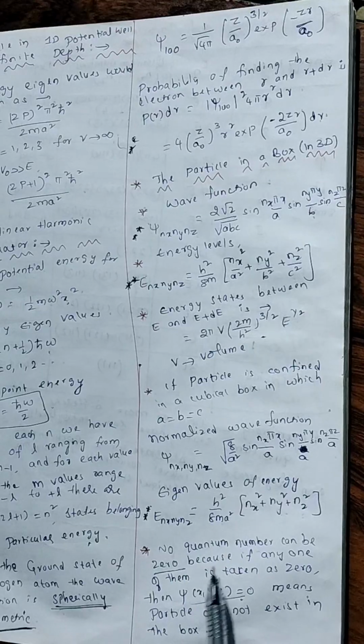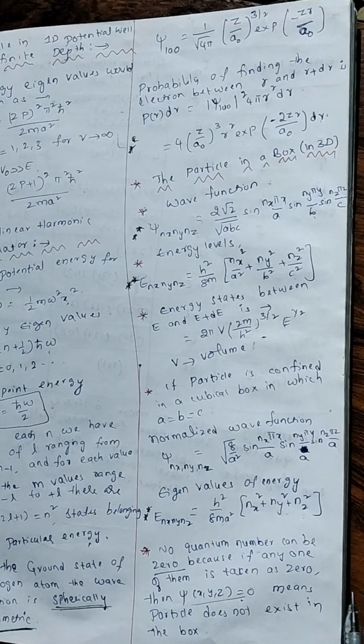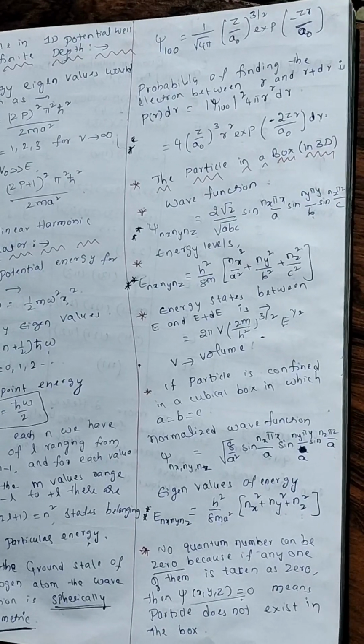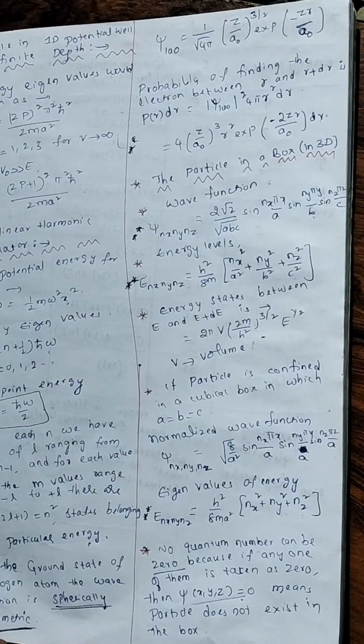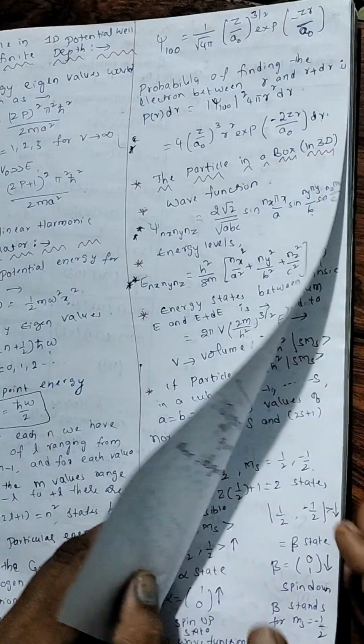Already I said, there will be no zero quantum number. Quantum number starts from 1. If 0 is there, then what happens? The wave function will be 0. Wave function is 0 means the particle does not exist. It will not happen. So quantum number is never equal to 0.